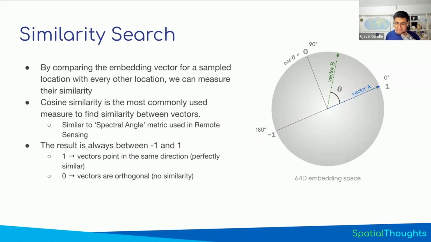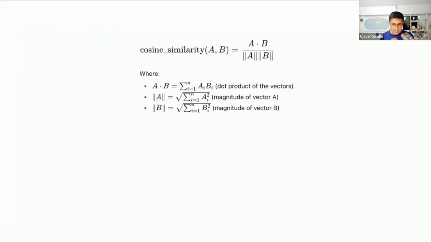If the value is 0, then the vectors are orthogonal. There is a 90-degree angle between those two vectors. And if the value is -1, then the vectors are completely opposite. So if you just do a cosine similarity between those two embedding vectors, and the value is closer to 1, that means they are similar. If the value is closer to -1, they are different. This is the formula for doing cosine similarity.